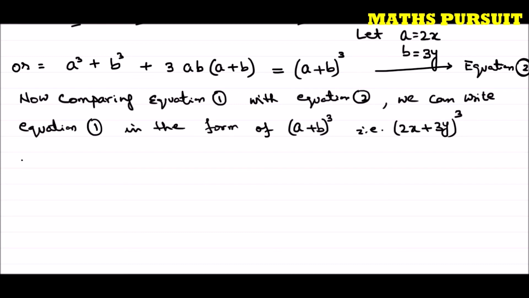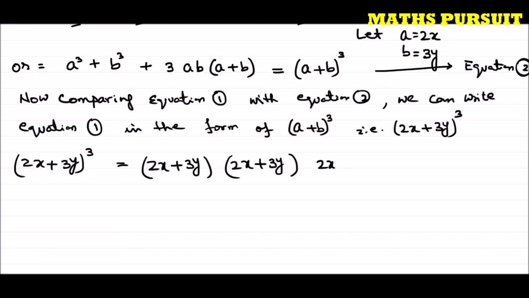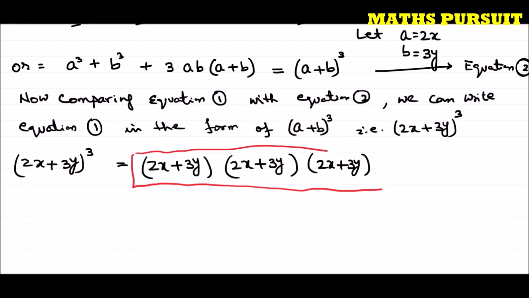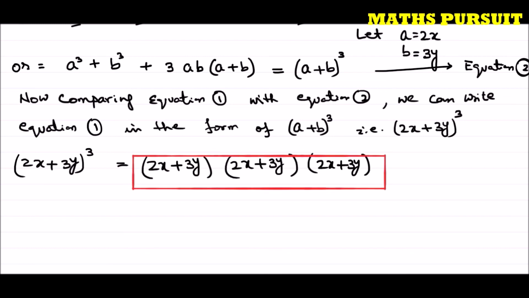Now 2x plus 3y to the power 3, I can write this one as 2x plus 3y into 2x plus 3y into 2x plus 3y. Guys, if you remember, I told that this is a cubic polynomial and we would be getting 3 factors, and you could see that we got 3 factors. These 3 factors are nothing but 2x plus 3y, 2x plus 3y, 2x plus 3y. That means 2x plus 3y into 2x plus 3y into 2x plus 3y. This is our answer, guys.